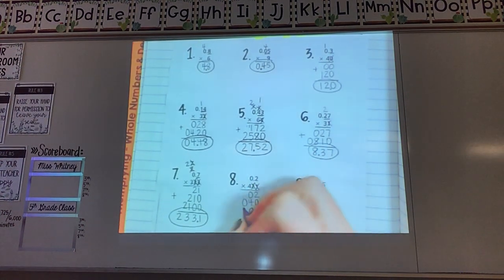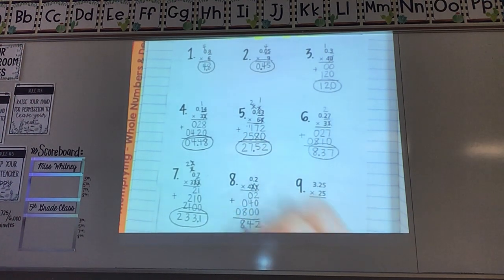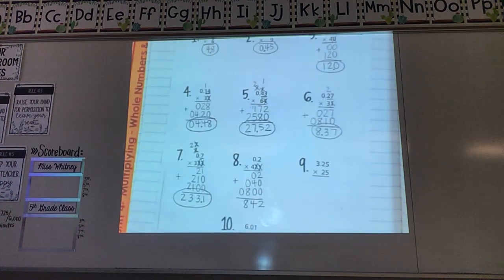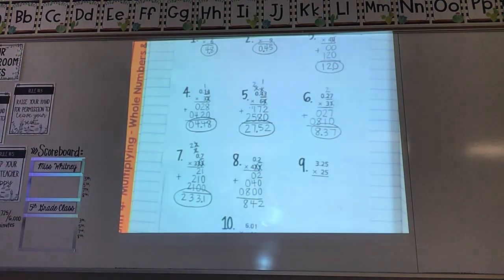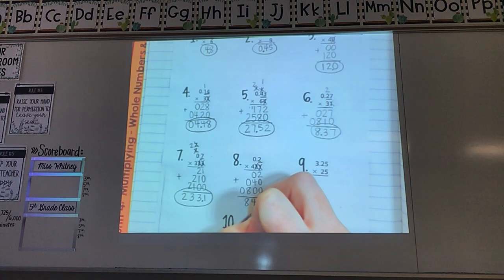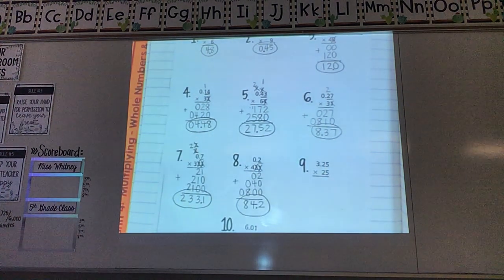4 times 2 is 8. 4 times 0 is 0. Add them up. Lots of zeros, so this addition is easy. I'm going to leave that 0 off the front. Remember, we don't really need it up there. And I need to decide where my decimal goes. So there's 1 behind up here. So 1 behind back here. So 84.2.